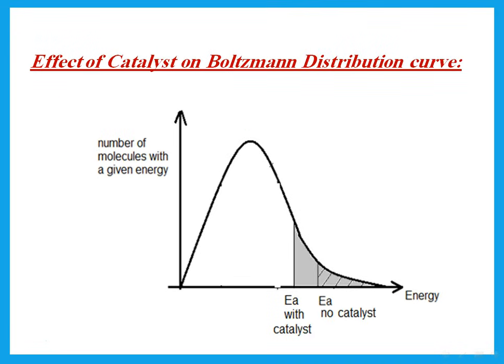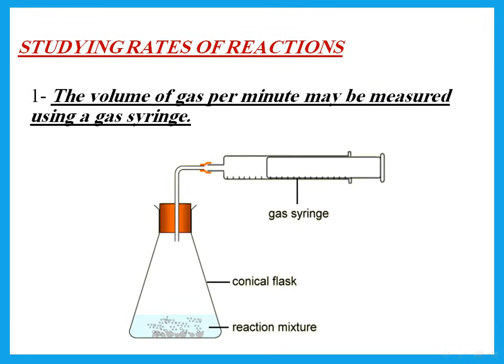Also, if we put a catalyst, the effect of the catalyst is that it lowers the activation energy. So the energy needed for the particles to effectively collide is lower. So more molecules will collide effectively because more molecules have the energy more than the activation energy.